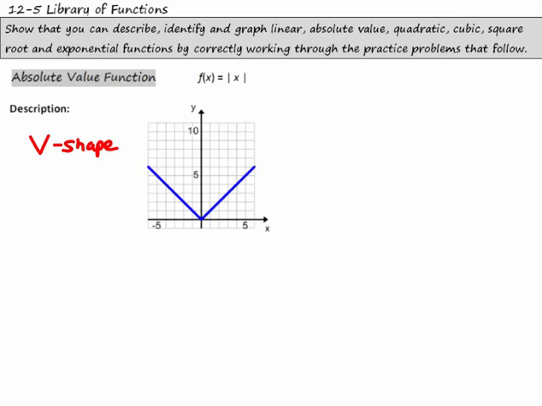Next, we have our absolute value function, and to remember that it's a V shape. As always, anytime you need a little bit more time to write things down, if the video is going too fast, make sure to pause and then restart whenever you're ready.